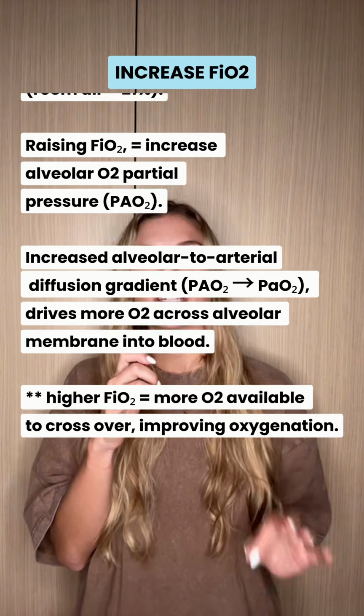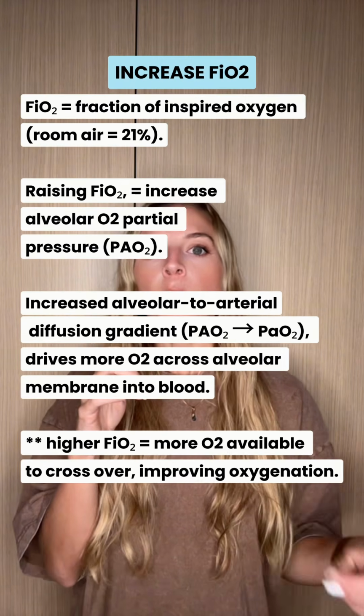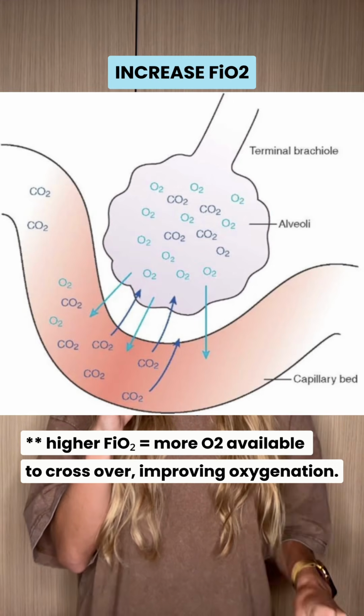So how do we fix it? Start with your fraction of inspired oxygen. This increases the oxygen concentration you're delivering. And more oxygen in the alveoli gives you a bigger gradient, meaning more diffusion.